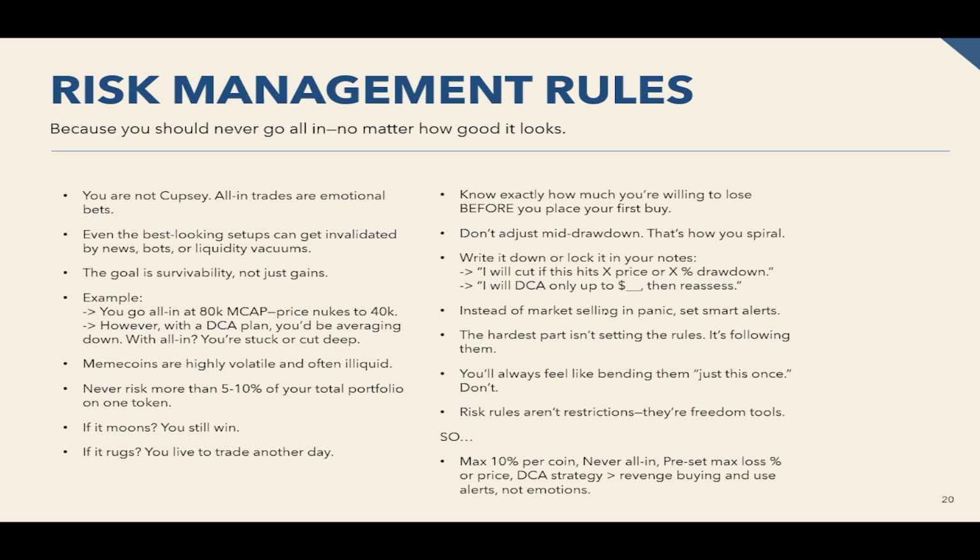And you never want to risk more than 5 to 10% of your total portfolio on one token. All of you guys in here are risking so much of your portfolio on one token instead of just doing 5 to 10% per coin. If it moons, you still win. If it rugs, you live to trade another day. If it moons with 5 to 10% of your total portfolio, you're still up, bro. But if it rugs, or goes down, or free falls, you live to trade another day, and you're not going to worry about it as much.